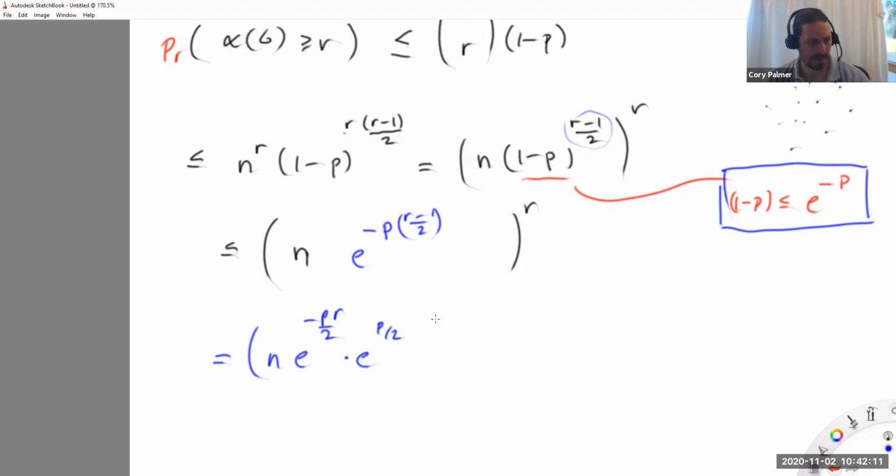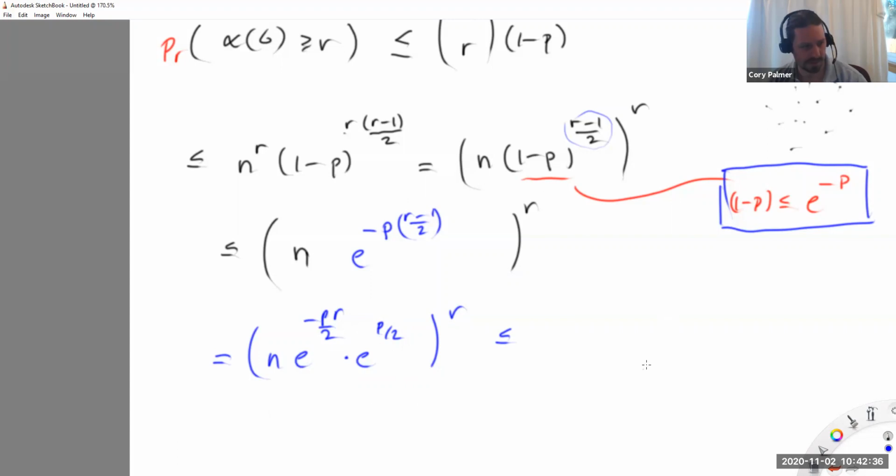Yeah, all raised to the r. Okay, right, I just wrote out this thing here. When I multiply this out, I get negative pr over 2 and then plus p over 2. And when you have a summation in the exponent, it's just the product of the two things there. And then this can be rewritten as, what do we got here when we multiply all this business out?